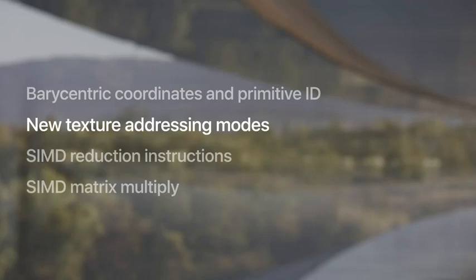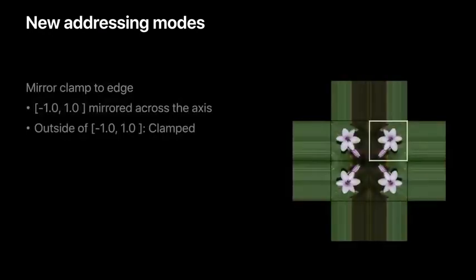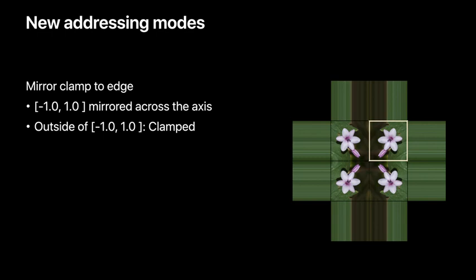These modes specify how to handle texture coordinates that are outside the sampling range, and are quite handy when you're using Texture Atlas. We've added 2 new addressing modes in Metal for A14. With mirror clamp to edge addressing mode, the texture coordinates within the range of the extents are mirrored across the axis, and when they fall outside, they're clamped. You can see this in the picture on the right.